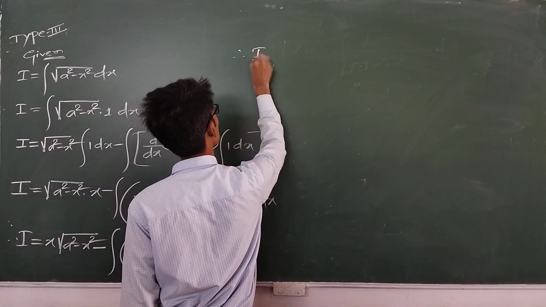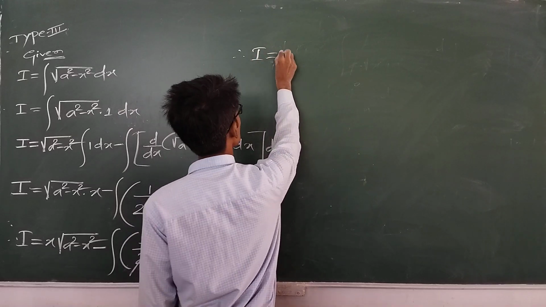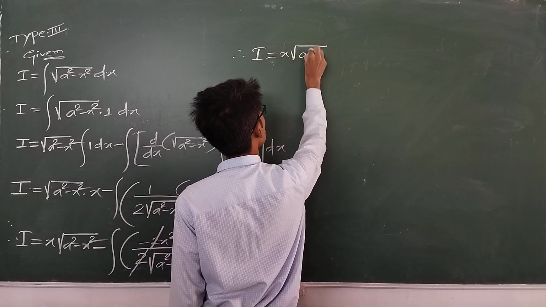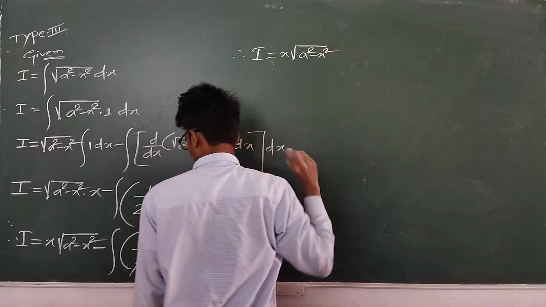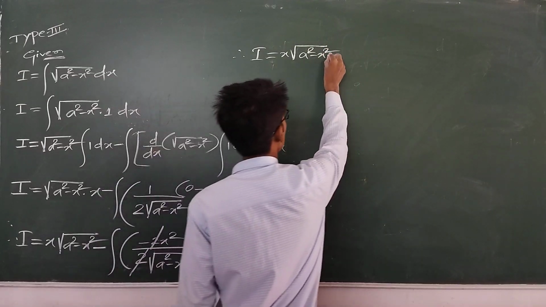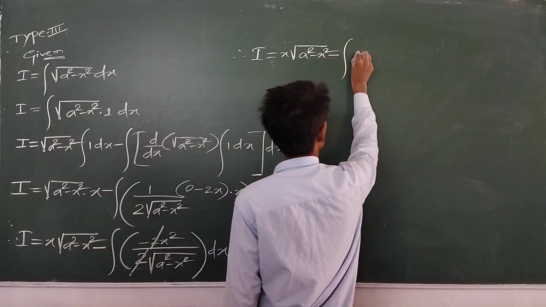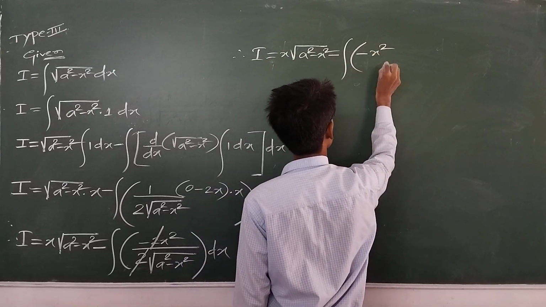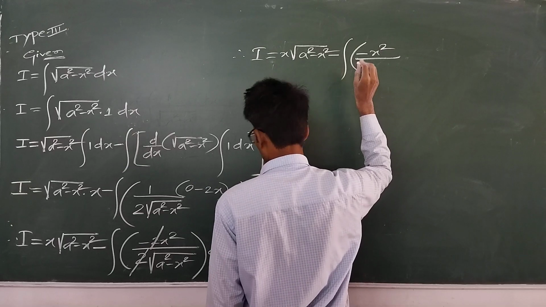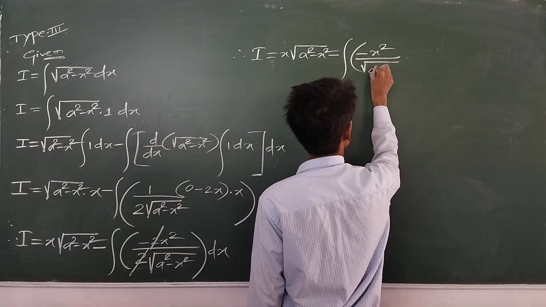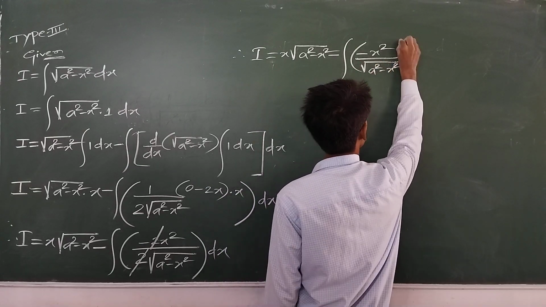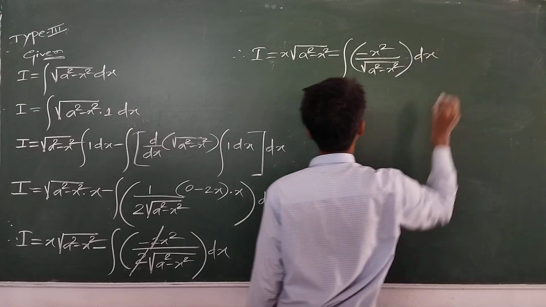Next I'll write I equal to x into square root of a square minus x square as it is, minus integration of minus x square divided by square root of a square minus x square, bracket complete, with respect to x.